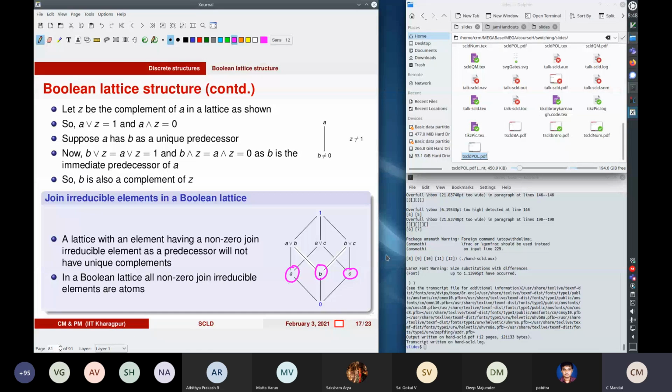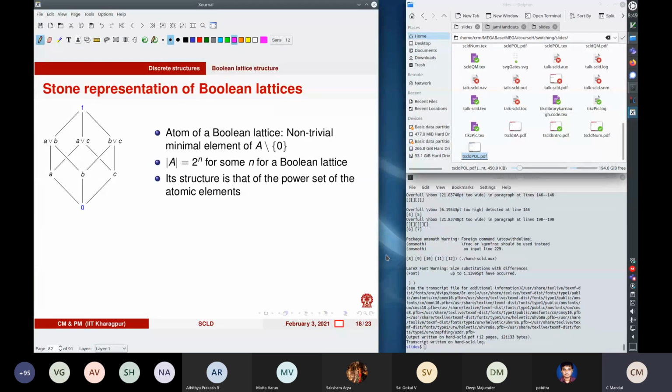What we have already seen is that you would expect a Boolean lattice to have exactly 2 to the power n elements, where n is the number of atoms in a Boolean lattice. In fact, that leads us to a particular representation of a Boolean lattice, which is called the Stone representation.